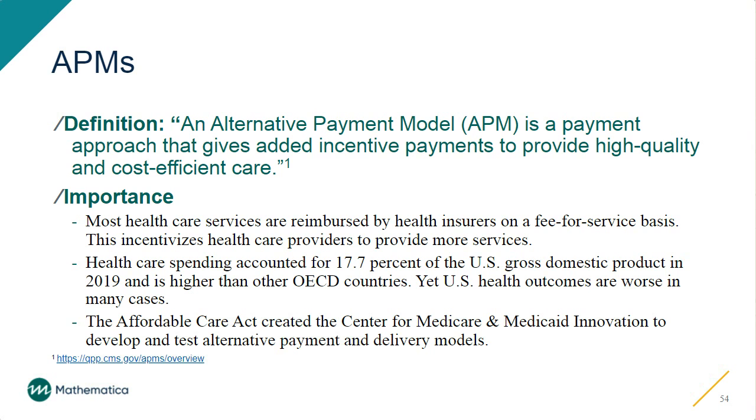Healthcare spending accounted for about 18% of the U.S. gross domestic product in 2019 and is higher than in other OECD countries, yet U.S. health outcomes are worse in many cases, so there's a push to understand how we can finance healthcare in a way that rewards value and leads to improved outcomes. In 2010, the Affordable Care Act created the Center for Medicare and Medicaid Innovation to develop and test alternative payment and delivery models, and since then, the Innovation Center has implemented a number of different types of APMs. However, in order for these models to be successful at curbing rising healthcare costs and improving quality, there needs to be widespread participation by physicians, practices, and health systems.